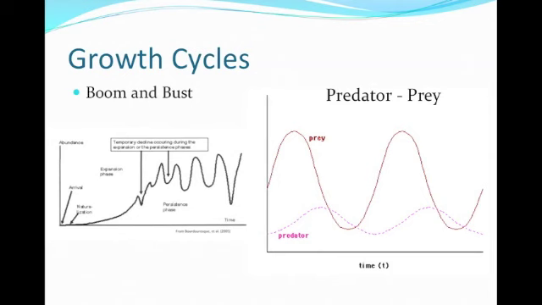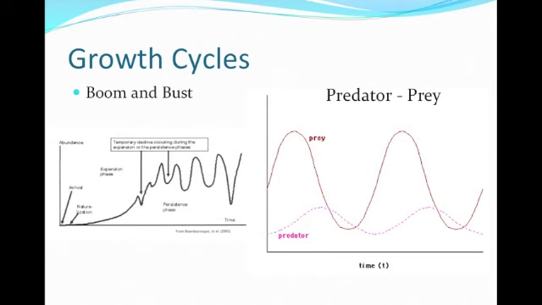So you have boom and bust, which is basically exponential growth, and then there's no more resources, so they all die out. And then they kind of grow a little more and then die out. Oftentimes, organisms that reproduce very, very quickly follow along this pattern.